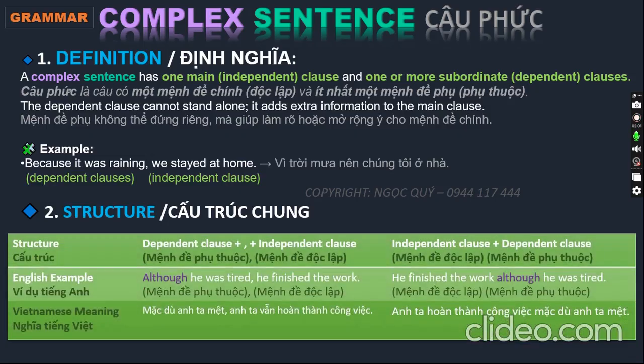Okay, the structure of a complex sentence. The structure is dependent clause, comma, independent clause, or independent clause plus dependent clause. For example: although he was tired, he finished the work. Although is the what? It is the conjunction word.